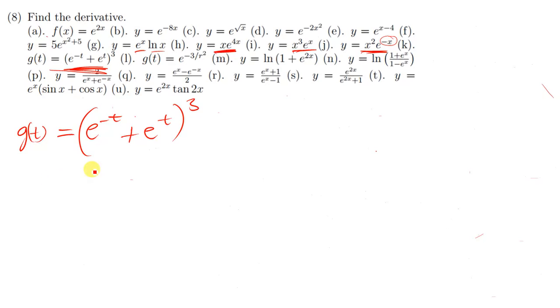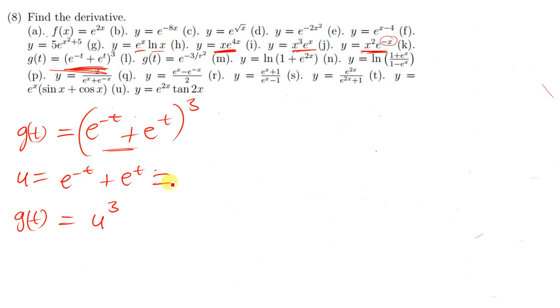You can use chain rule, because we have more than one function in this g of t function. So the first function that we have is u is equal to e to the power negative t plus e to the power t. Then the other function that we have is g of t is equal to u, where I replace this part with u and then say to the power 3.